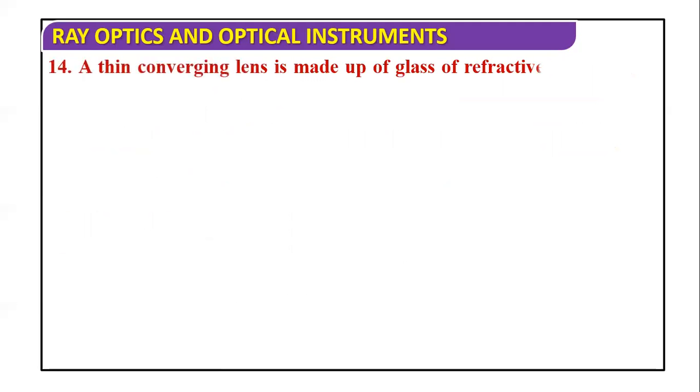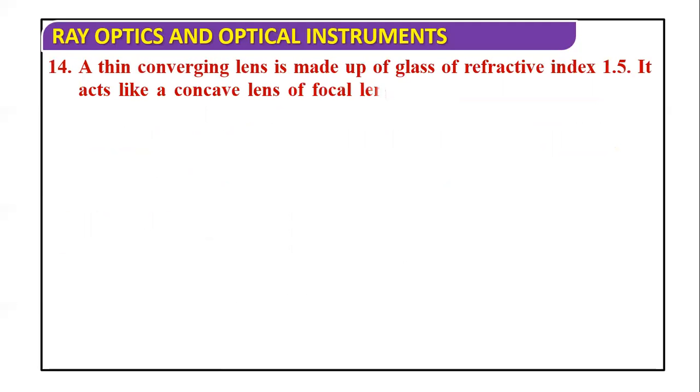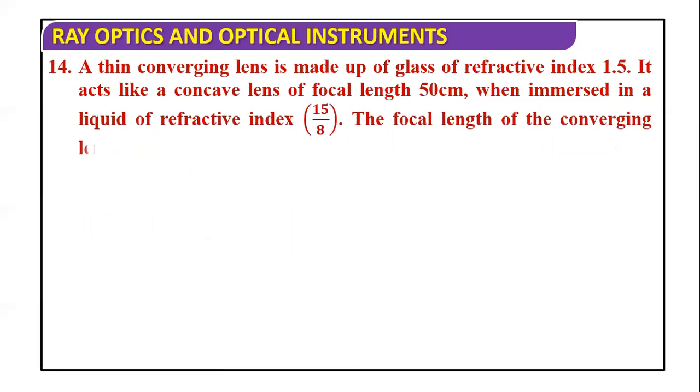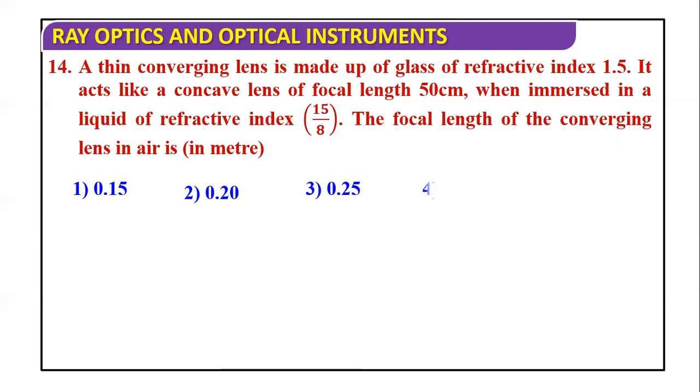Next one. A thin converging lens is made up of glass of refractive index 1.5. It acts like a concave lens of focal length 50 centimeter when immersed in a liquid of refractive index 15/8. The focal length of converging lens in air is.